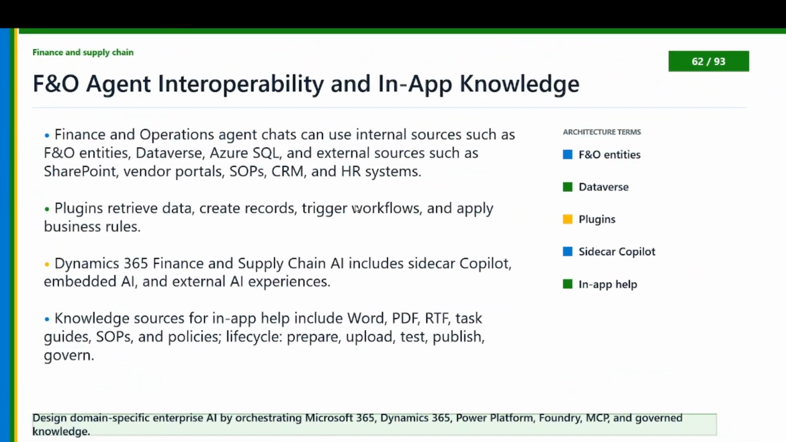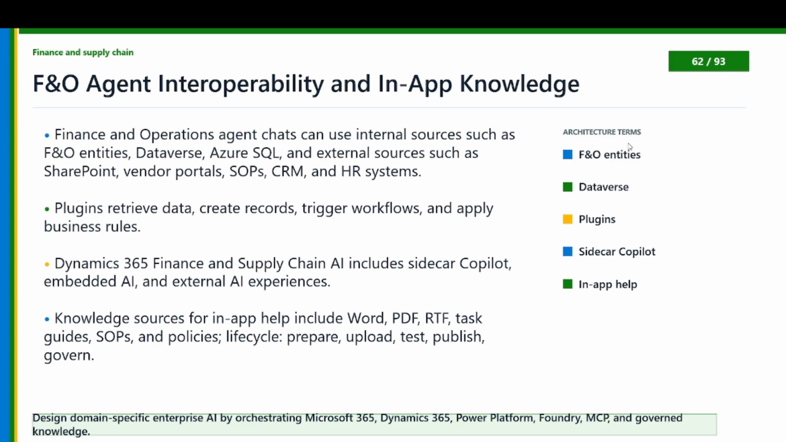All right, so on our next slide, we have F and O, agent interoperability and in-app knowledge, finance and supply chain. I think this is the first time we are seeing finance and supply chain. Remember, it is also part of the Dynamics 365 ecosystem, and there are also agents pre-built into this application as well. We have the finance agent and supply chain agent that are pre-built, and if you want to build a custom one, you can do that in Copilot Studio.